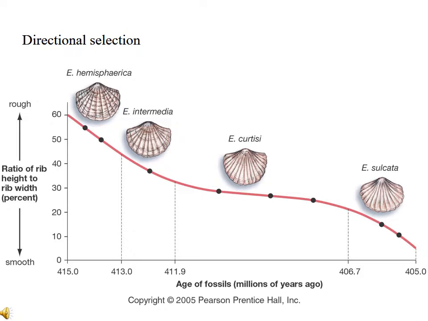In directional selection, we're looking at a process that evolved a particular hard shell clam. As you can see, this particular organism started out as being very rough millions of years ago, but somehow the characteristic of being rough became smoother and smoother, and apparently for this particular organism, a smooth shell is more advantageous than a rough shell. So you see, here we have directional selection.